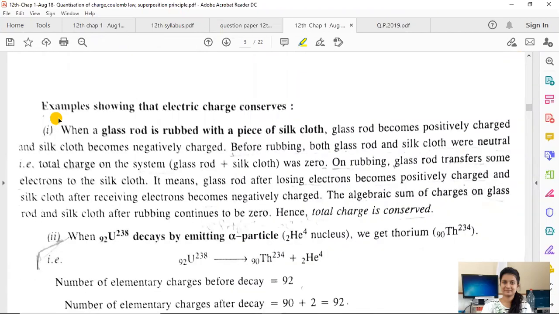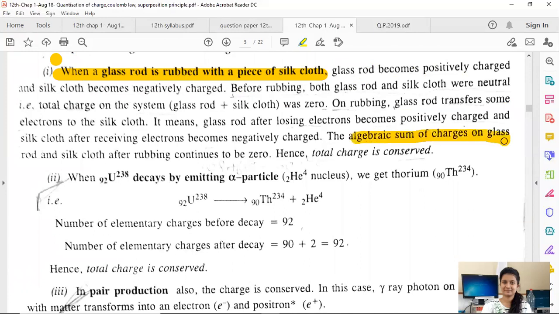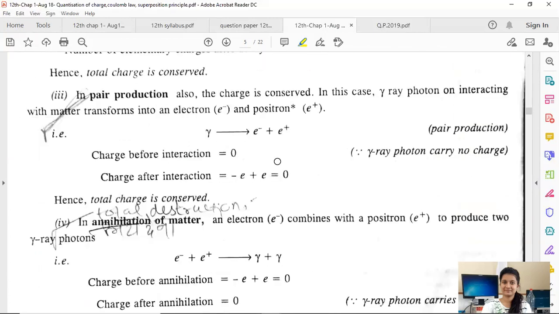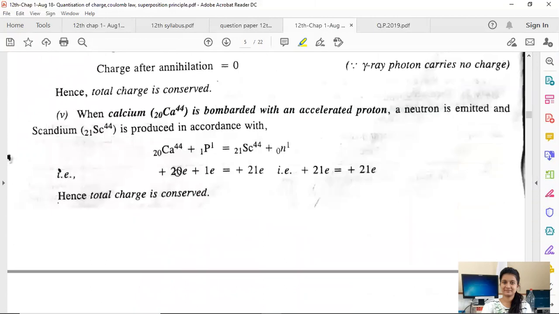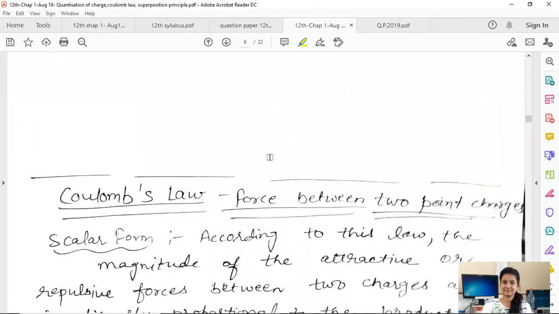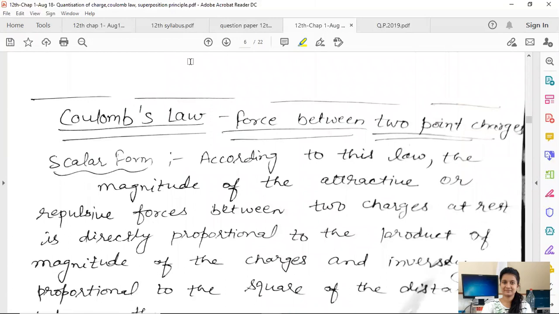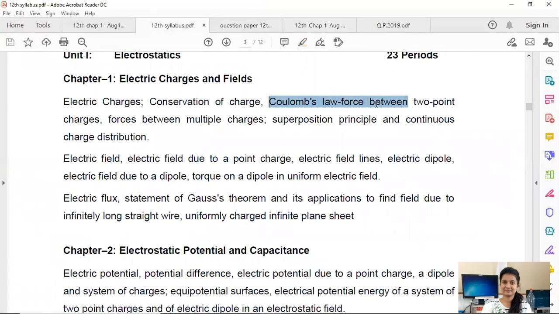You can give any of the examples mentioned above in the table, like a glass rod rubbed with silk cloth. What will happen? The algebraic sum of charges after rubbing continues to be 0. The total charge is conserved. So in pair production and annihilation of matter, you can understand this. Now, according to this syllabus, the next topic is Coulomb's law, force between two point charges.